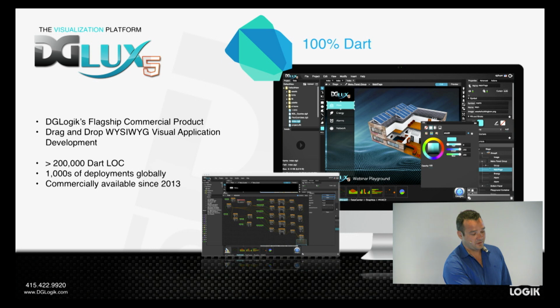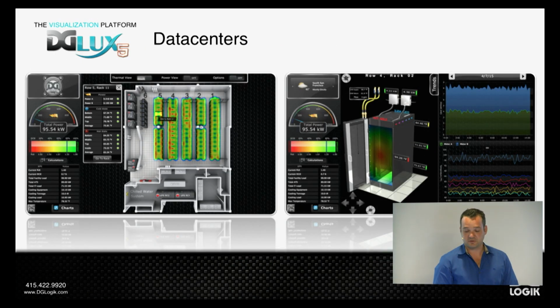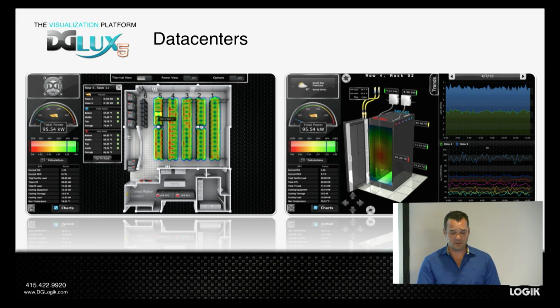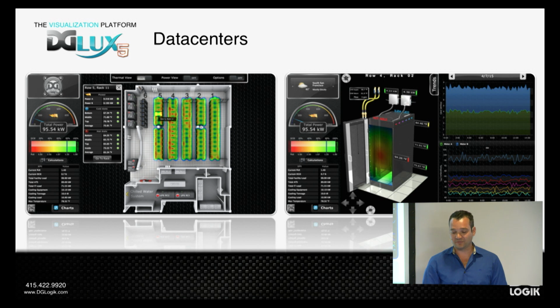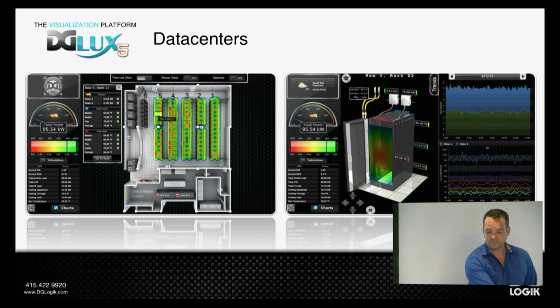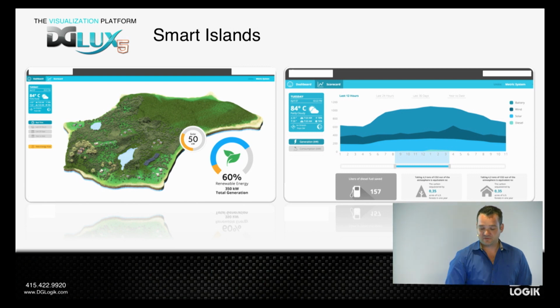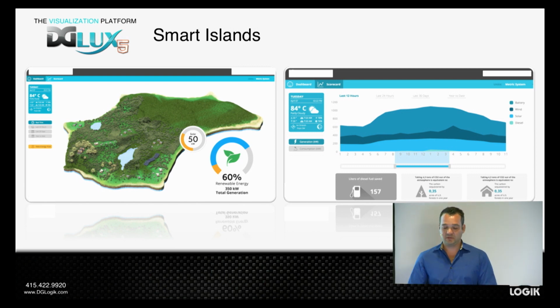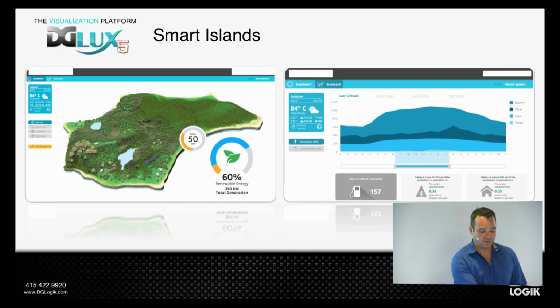Next, I'd like to show you some projects that were actually created using this tool and that are actually live. This is actually a data center, as you can see, and this is made for an iPad. The heat map is showing 700 data points that are all rapidly updating, showing all the different rack temperatures inside. And then you can see on the right a little bit of analytics. This is a smart island. DGLux was used to create the interface for it. It's monitoring solar power, wind turbines.